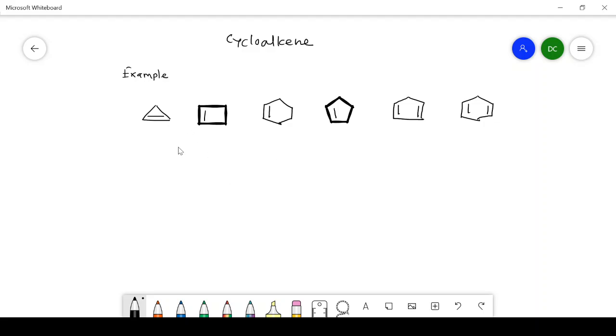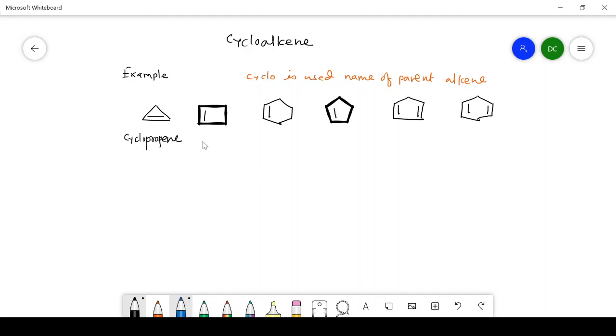According to the IUPAC nomenclature, in the case of a cycloalkene, the prefix cyclo is used and it is followed by the name of a parent alkene. Therefore, the names of these compounds will be like this. It has 3 carbons, that's why the parent alkene is propene and the prefix is cyclo. Therefore, it is cyclopropene.